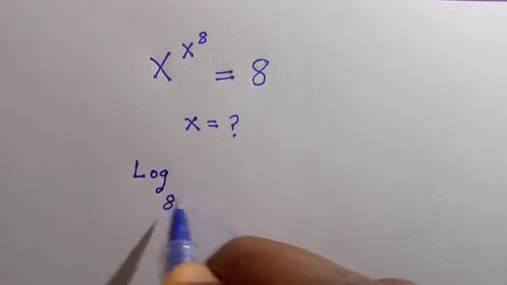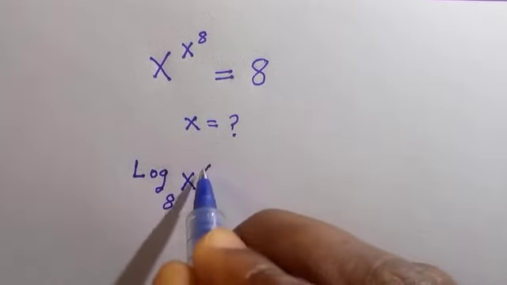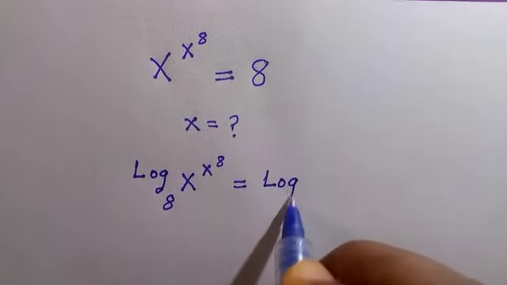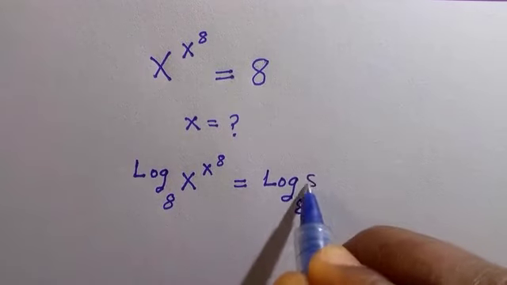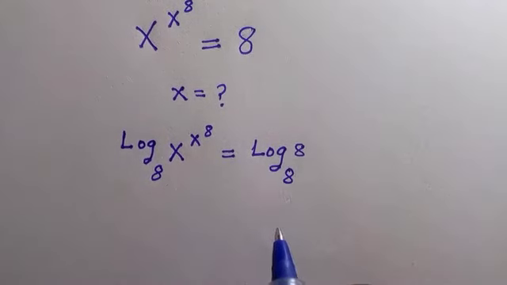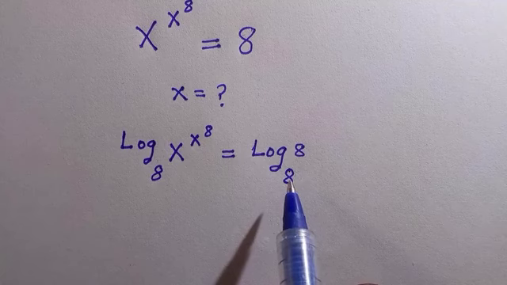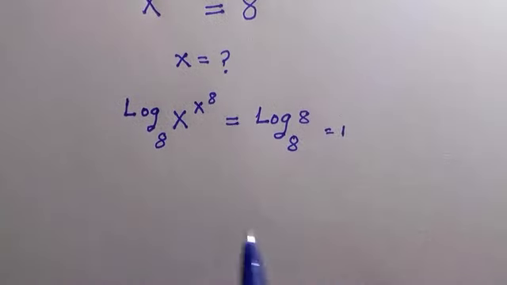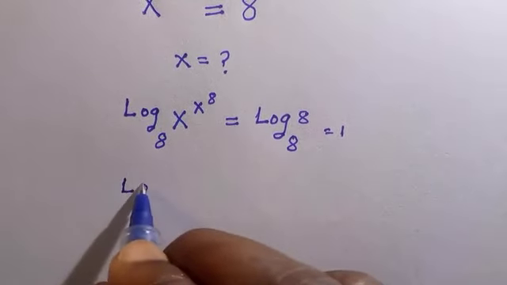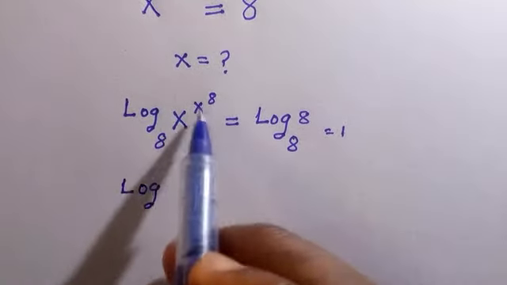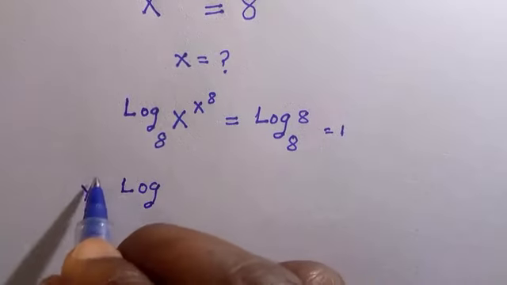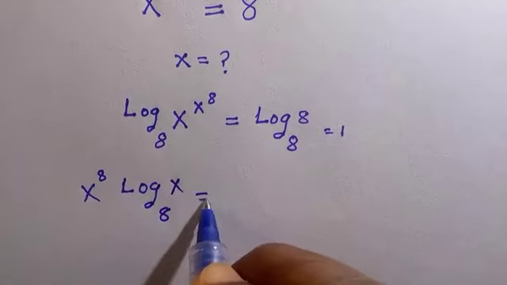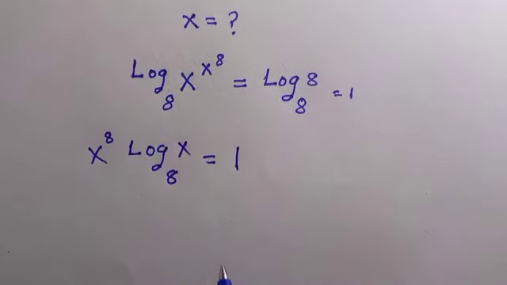Suppose I introduce logarithm of base 8 to both sides. So we have log of base 8 of this equals log of base 8 of 8, which becomes 1, as log of the same base equals 1. For the left side, if I take the power down, we have x raised to power 8 times log base 8 of x equals 1.